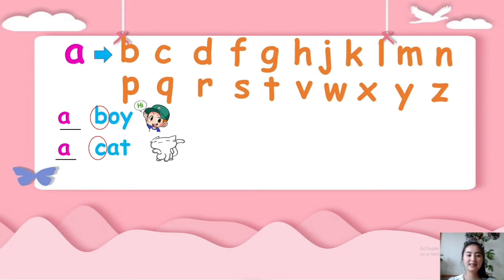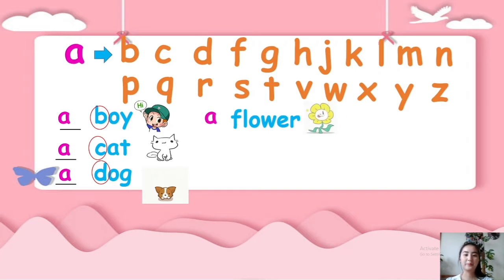Great! Next, we have a dog. The word dog starts with letter D, that's why we use a dog. Next, we have a flower. Flower starts with letter F, that's why we use a flower.